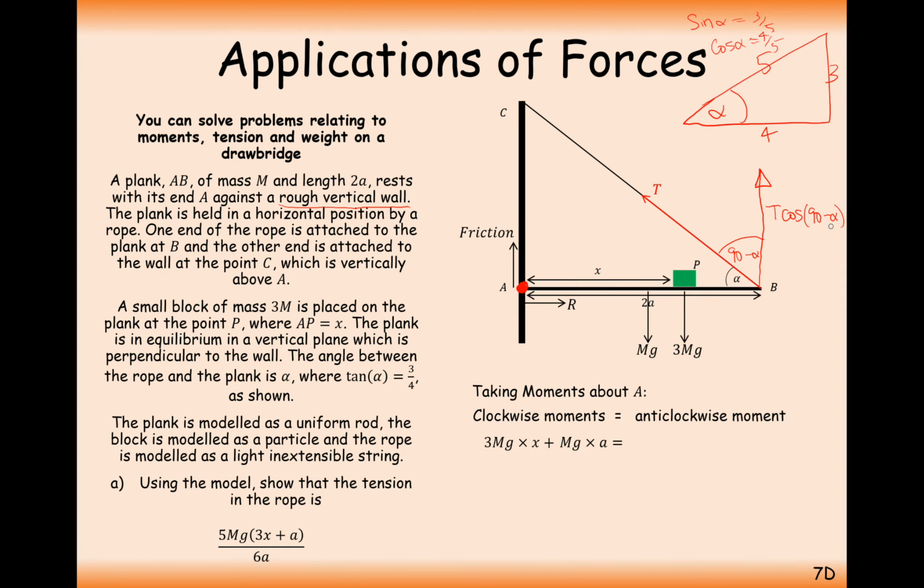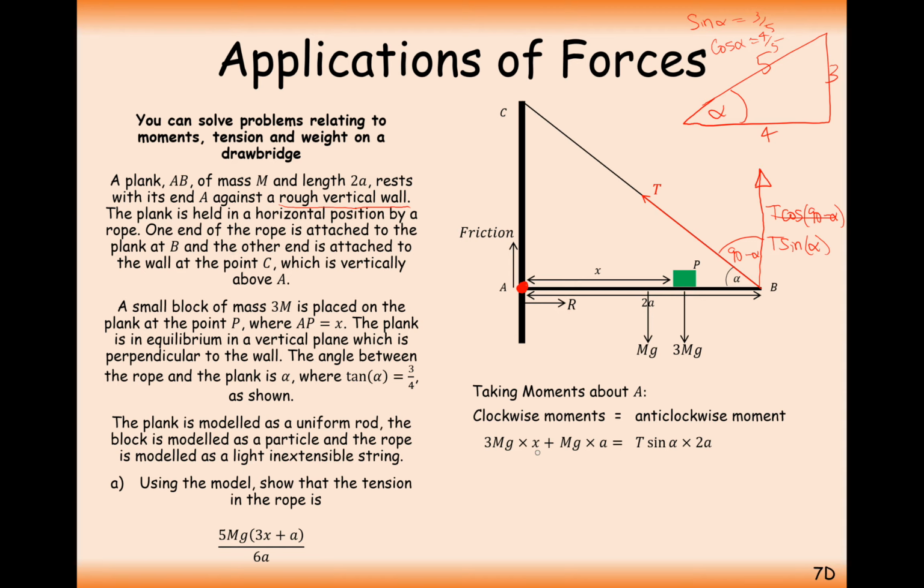And remember, you can always write cos of 90 minus alpha as T sine of alpha. That would also make sense if you imagine your force is actually this vertical line here, where the wall is, then that's effectively opposite to the alpha angle there. So T sine alpha will be this force here. So T sine alpha times by the distance of 2a will be the moment on the right hand side.